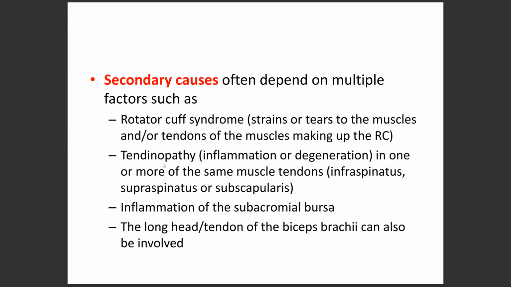Similarly, there are various tendon disorders, including tendonitis and tendinosis. Tendonitis is the inflammation of the tendon, while tendinosis is the degeneration of the tendon. If there is tendonitis or tendinosis in one of the muscles of the rotator cuff, among the infraspinatus, supraspinatus and subscapularis, they may also lead to secondary subacromial impingement syndrome.